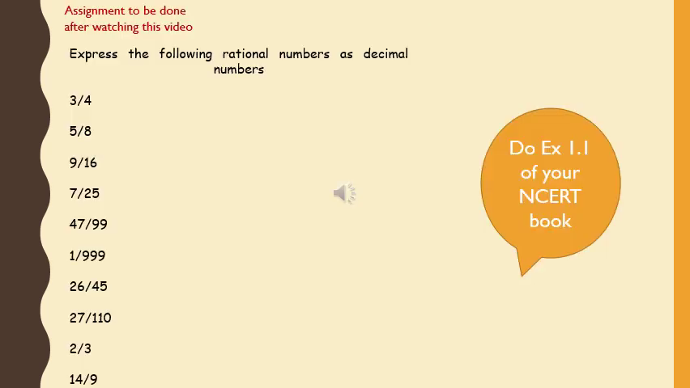Now the time for homework. You have to do exercise 1.1 of your NCERT book, and I have given you a few parts. You have to express the following rational numbers as decimal numbers. That means you have to find their decimal expansion, but when you find the decimal expansion, please also write the kind of decimal expansion, whether it is terminating or non-terminating repeating.